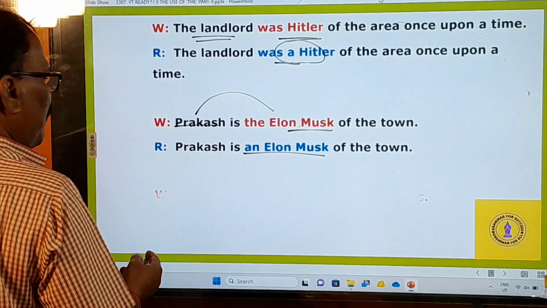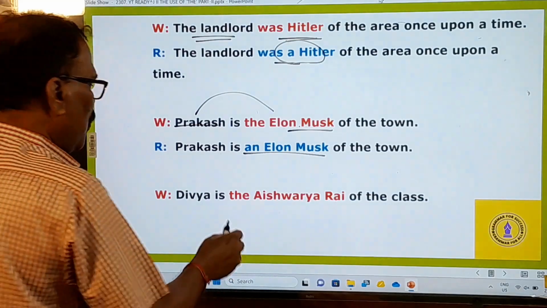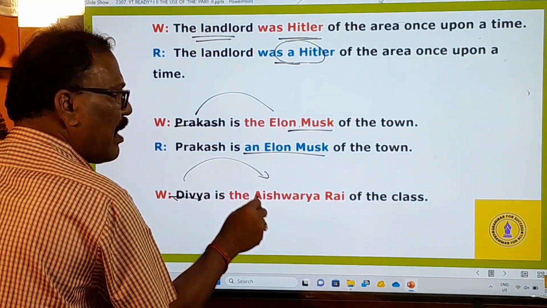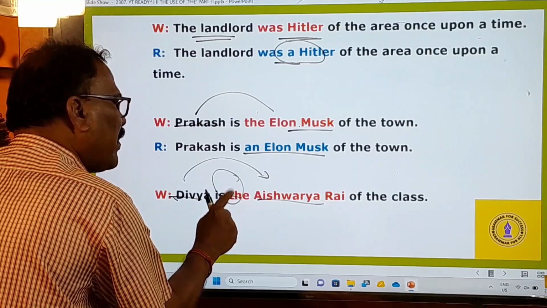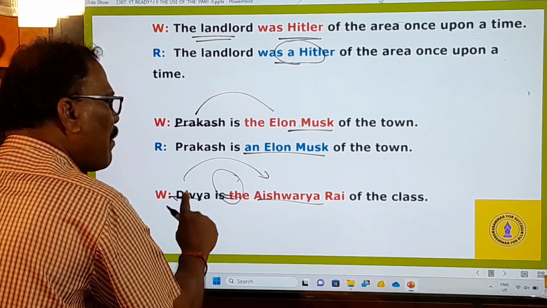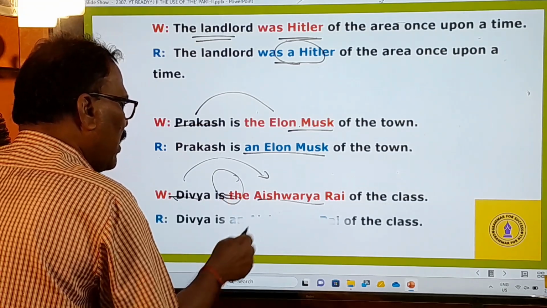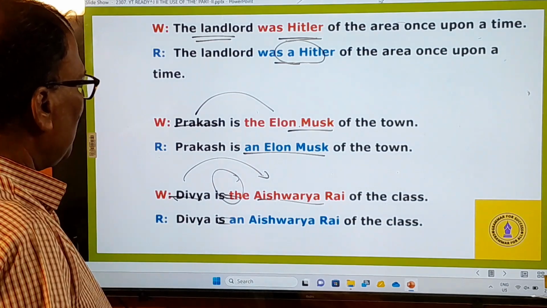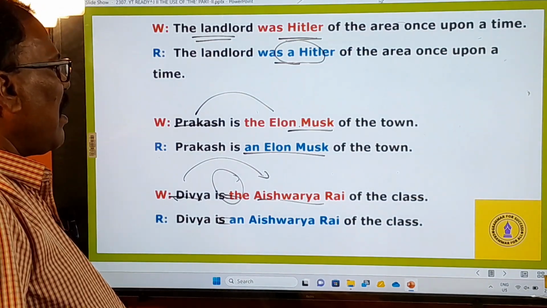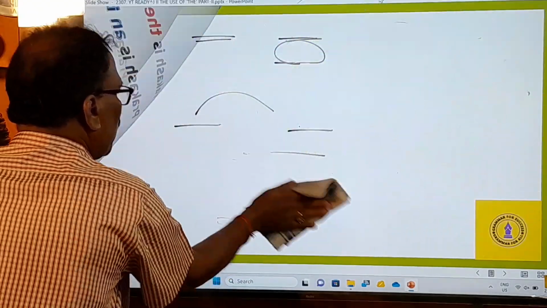Divya is the Aishwarya Rai of the class. So you are comparing Divya with Aishwarya Rai, right? And here you are unnecessarily using the definite article. For general comparisons, you should not use the. What should you use? A or an. Here Aishwarya Rai begins with a vowel sound, that's why you use an before that. So Divya is an Aishwarya Rai of the class. Okay, in this way you can understand that. And now let's go to the next rule.